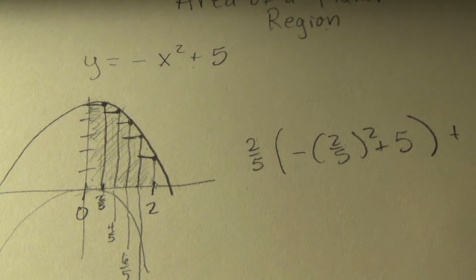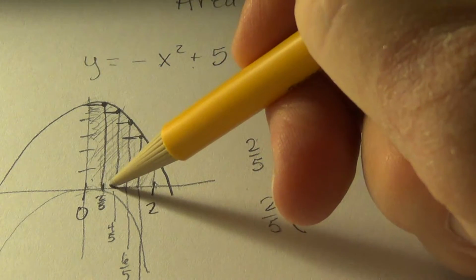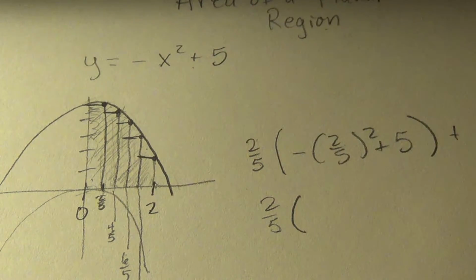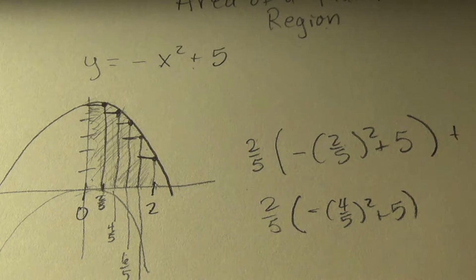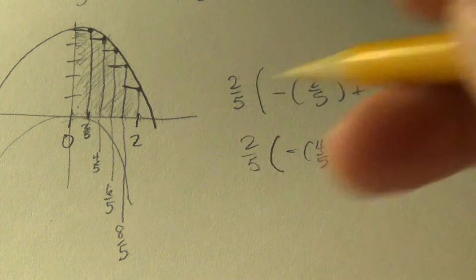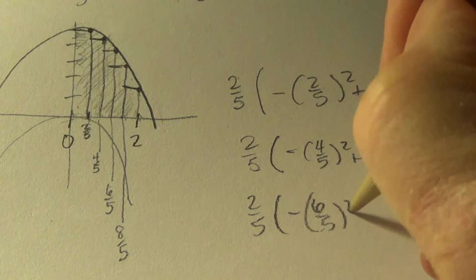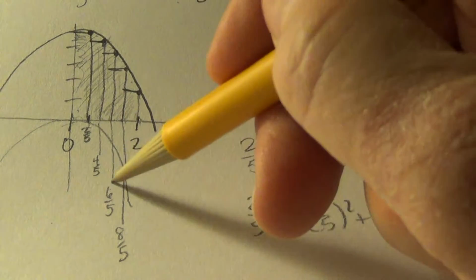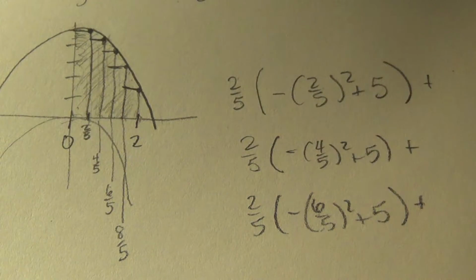Then I'm going to do that again, and I'm going to add to that 2/5, and this time the height is connected to this point, where the x value is 4/5. So I put 4/5 into that equation. And then the next one, I have 6/5. And when I get here, I get 8/5.